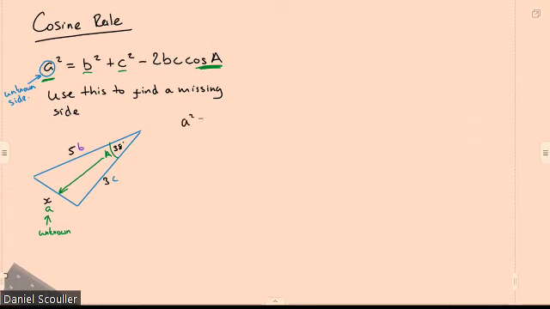Okay, so a squared equals b squared plus c squared minus 2bc cos A. Nice and long. B, we've said is 5, c is 3, minus 2 times 5 times 3 times cos 38. Lovely bit of equations. Put that in a calculator and spit out an answer. 5 squared plus 3 squared minus 2 times 5 times 3 times cos 38.